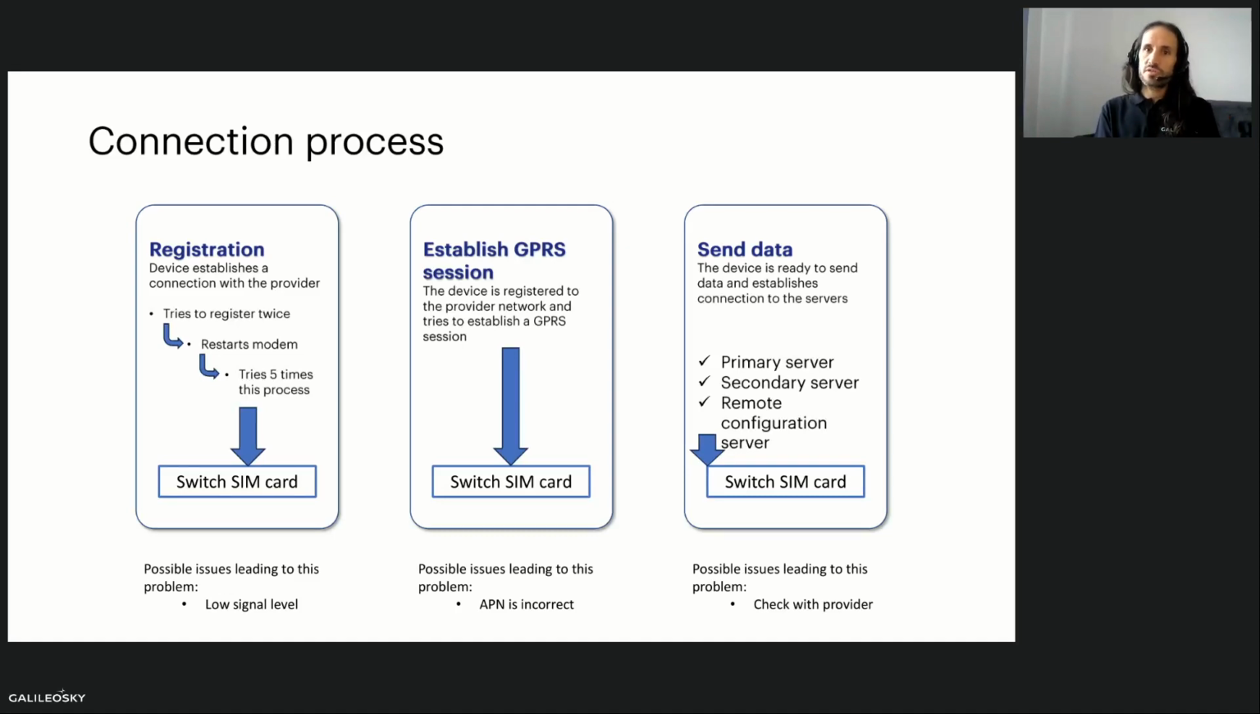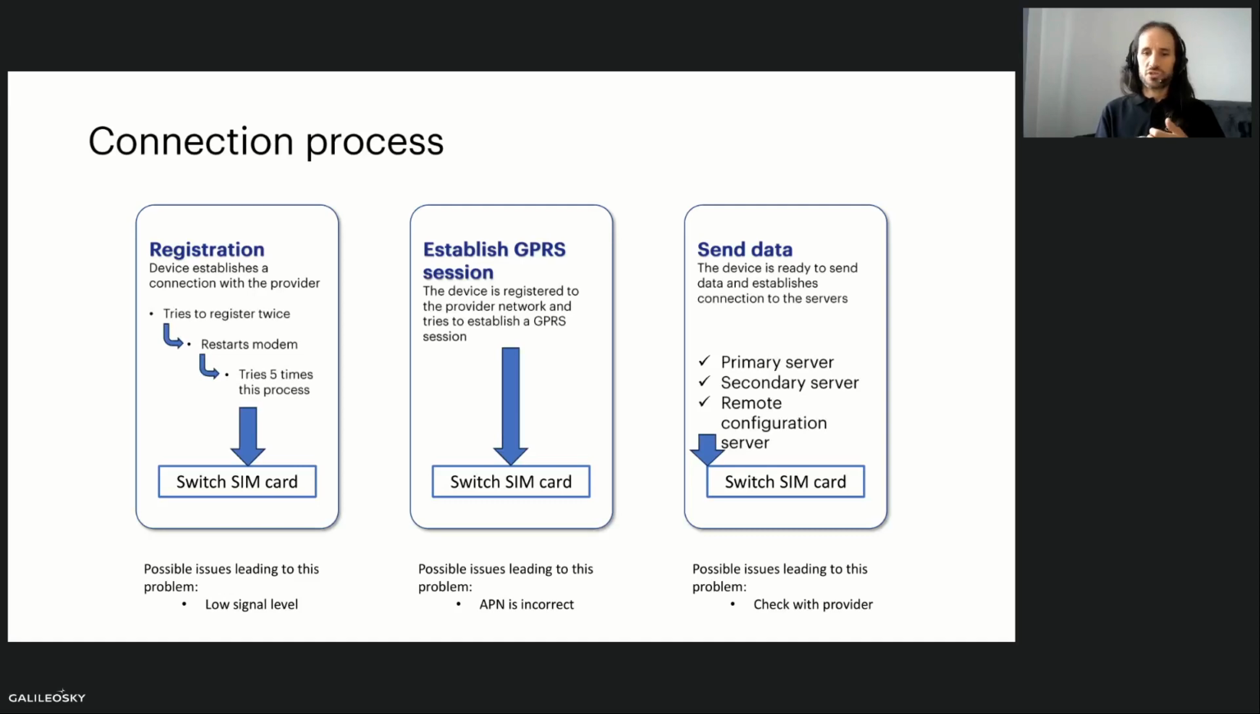Okay. If the registration is okay and everything went fine, you go to the second step. You will go to the step in which you try to establish a GPRS session, right? The device is already registered, everything is fine, and maybe it will be prepared to receive SMS. It will be prepared to receive calls, but now it needs to start the registration in the session. So it will connect to internet, let's call it that way. The device will try to establish this connection.